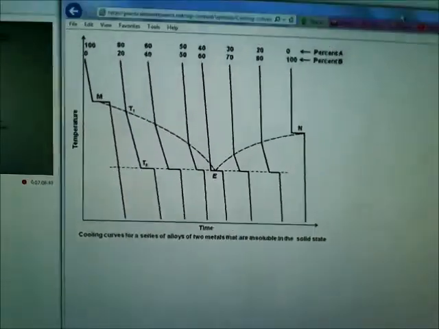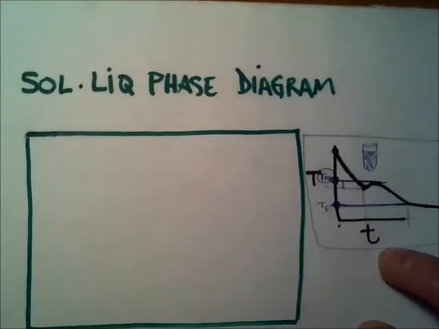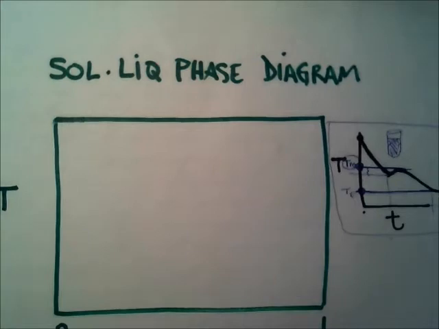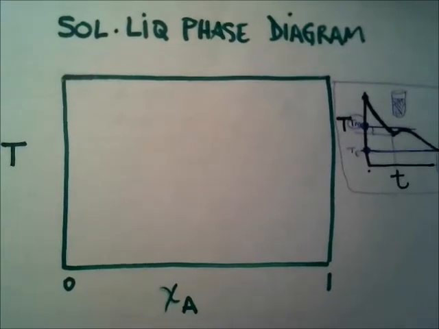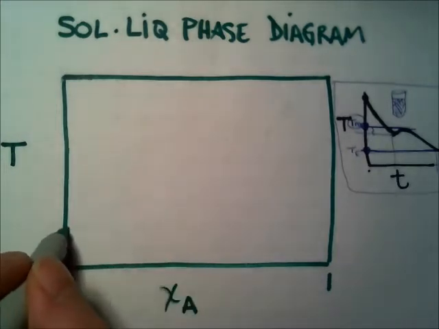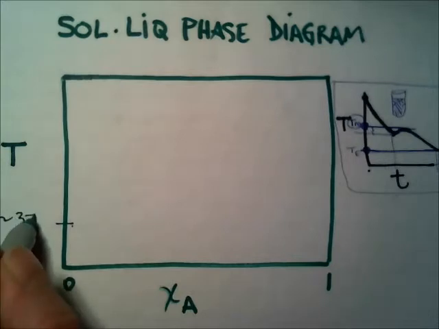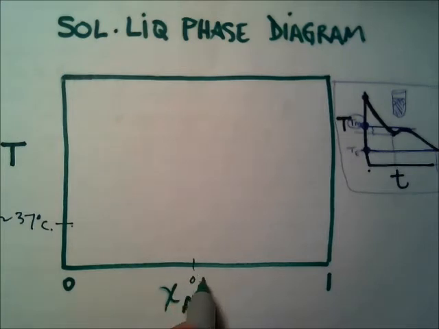Okay, now I'm going to go back and we'll sketch our phase diagram. Okay, that wasn't too hard. So let's sketch our phase diagram based on the results that you collected in the lab. It's just approximating. I don't have the results in front of me, and I'm thinking that your eutectic was somewhere around 37 degrees Celsius and somewhere around 0.5.